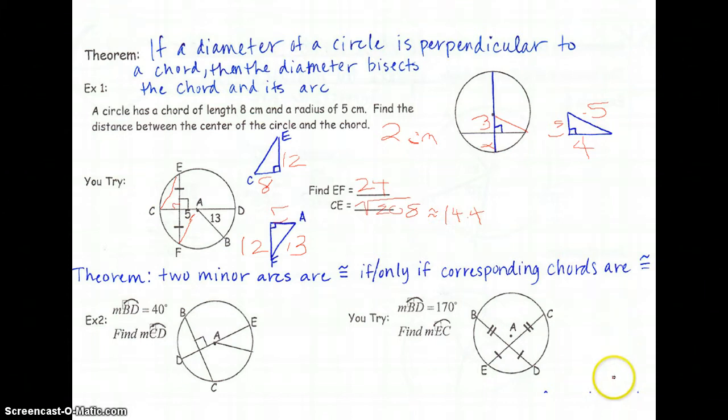So for our next theorem, and I've written that in already for you, you'll have to add that in on your copy. Our theorem states that if two minor arcs are congruent, then if and only if their corresponding chords are congruent.